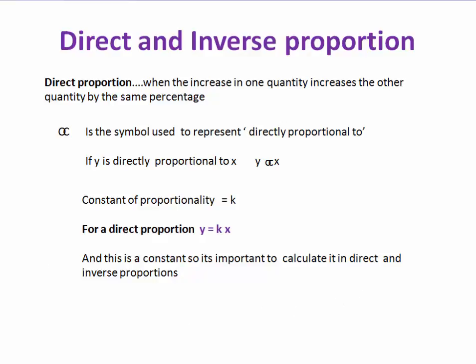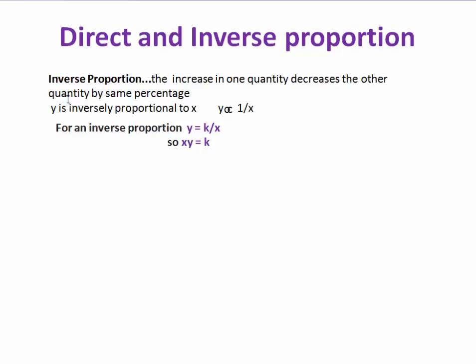Inverse proportion, wherever we see where an increase in one quantity decreases the other by the same percentage or the same rate, then that's an inverse proportion. Where y is inversely proportional to x, we write it in this way, y, and then our symbol for proportion, and then the inverse of x, which is 1 over x. And this is the rule we need to remember. y equals our constant k divided by x, or k over x. So xy equals k when we rearrange that. So this is the rule we need to remember. Always write it in this way when we're doing calculations.